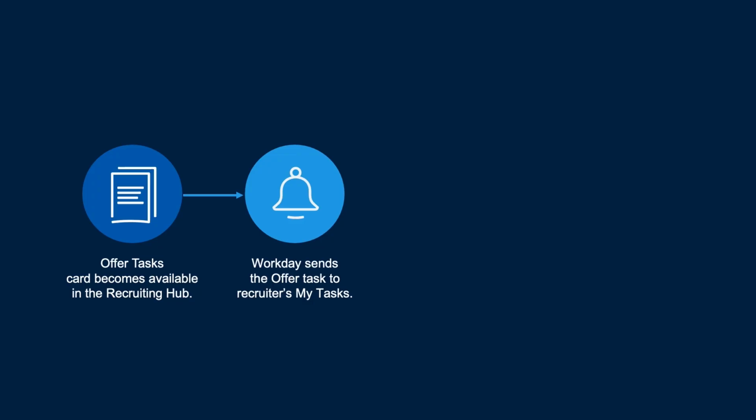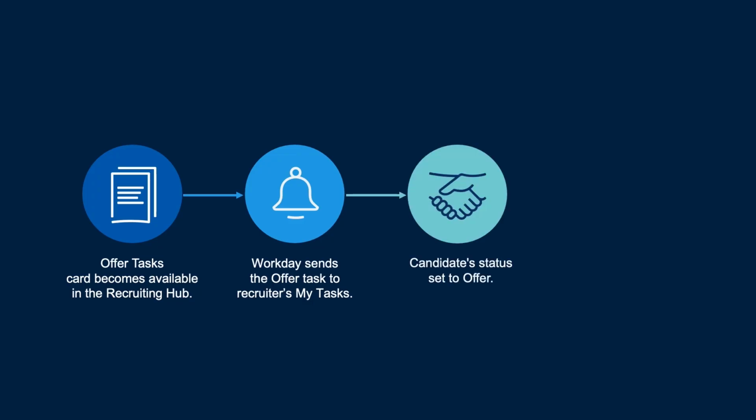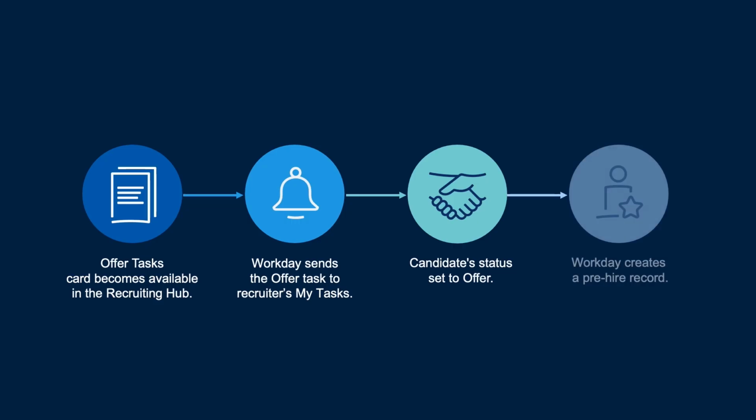Like the previous subprocesses we've discussed, a few things will automatically occur in Workday. First, in the Recruiting Hub, the Offer Tasks card becomes available. Then, the designated recruiting user receives the offer task in their My Tasks. Workday also sets the candidate status to Offer. Additionally, the system creates a pre-hire record for the candidate. This is part of the initiation step for the offer process.